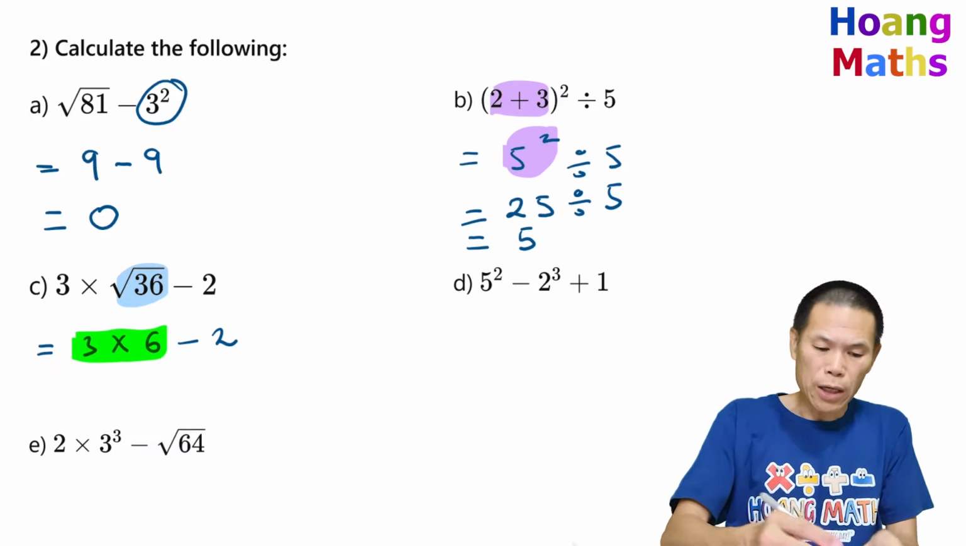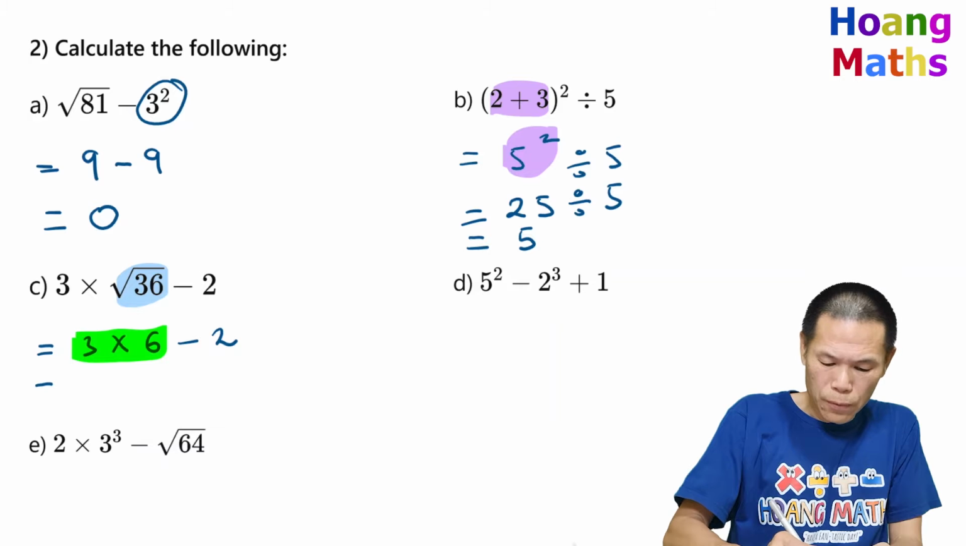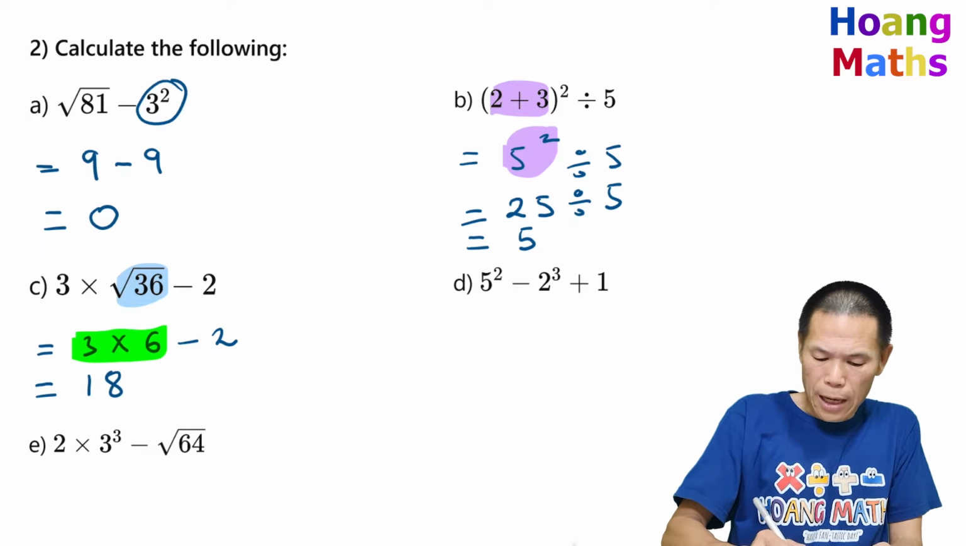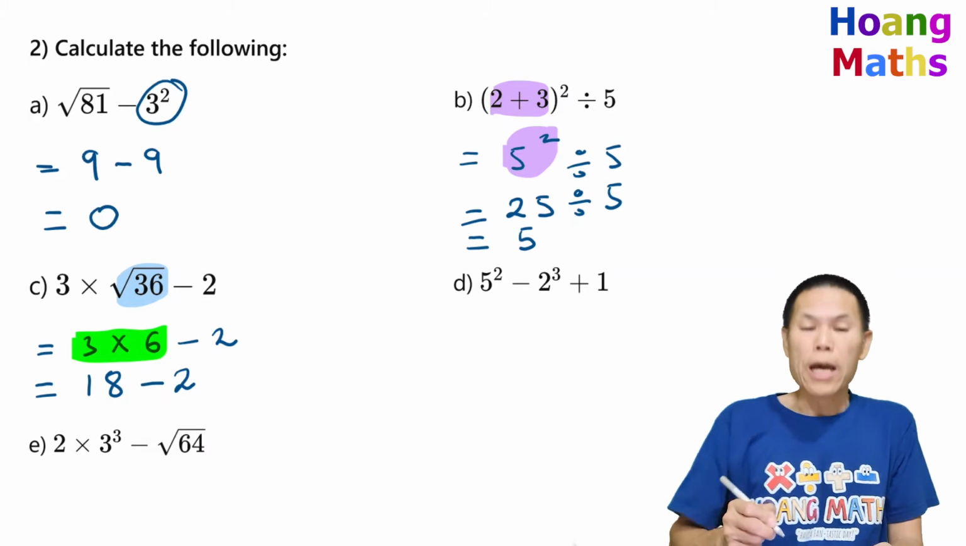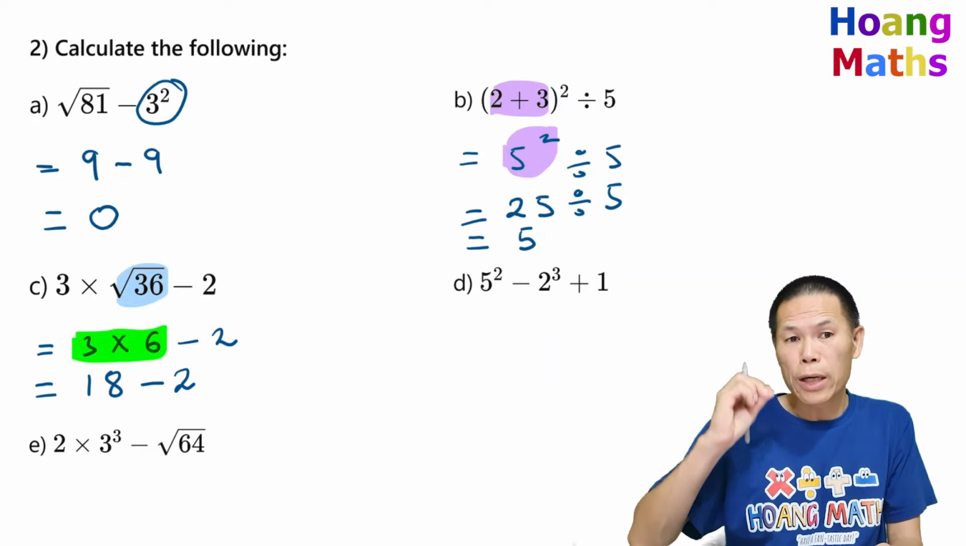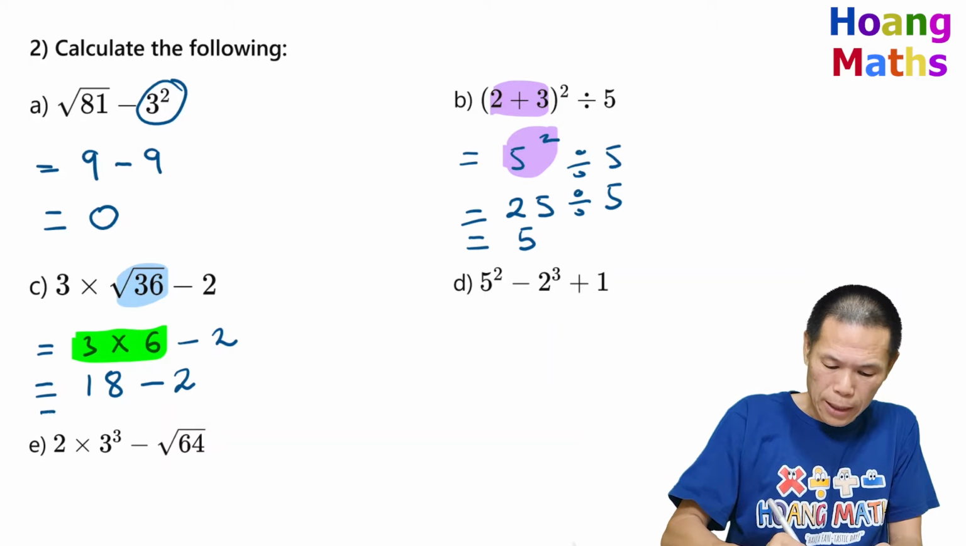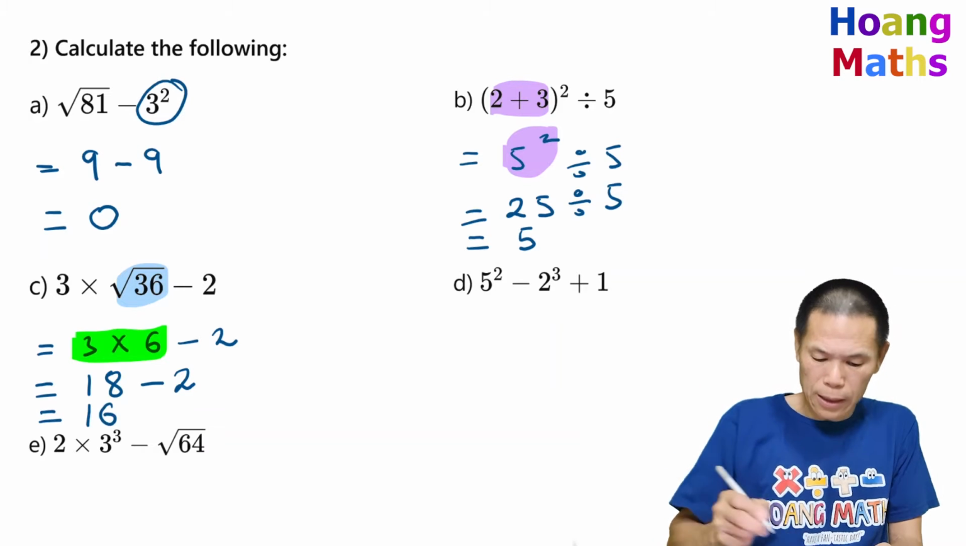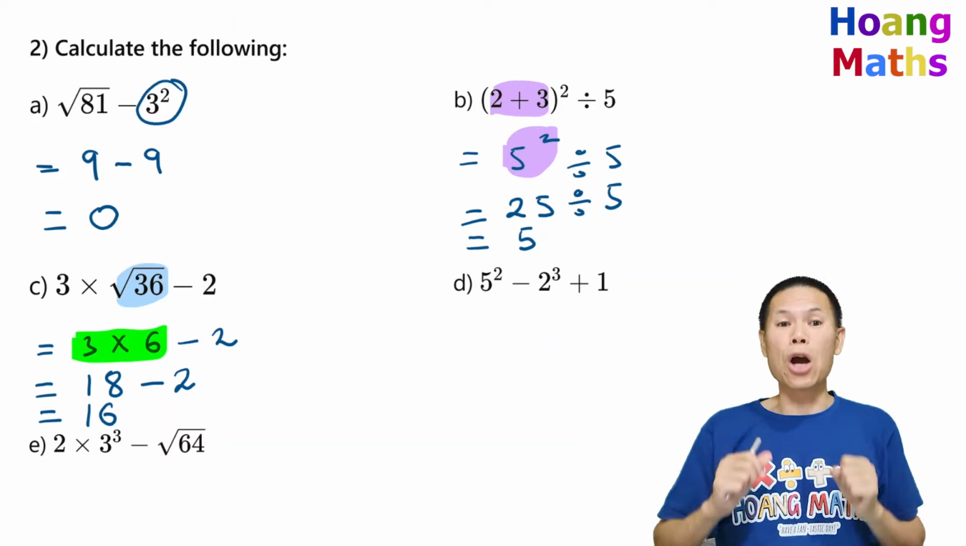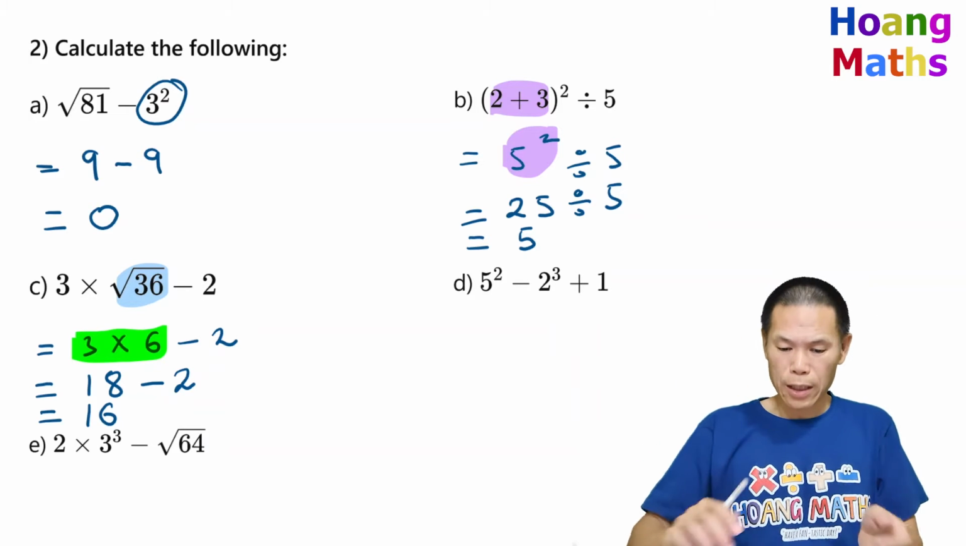Okay, keep that in mind. So that is equal to 18. And of course, we minus 2. And 18 minus 2 is 16. So the answer is 16. There you go. And I hope you got it correct.